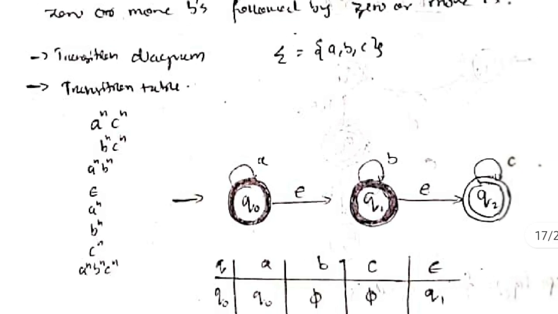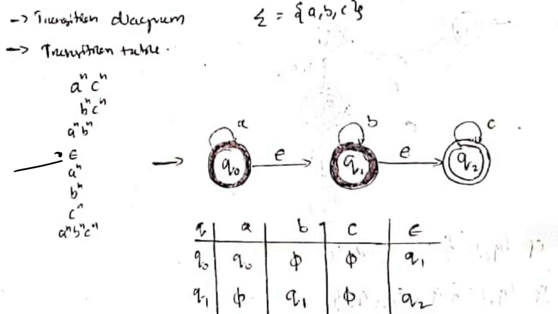So the minimum string which we can form is null. Okay, so we have to include null also here. With null also we can go here, which means if you don't want to take A, we have to go through null. Here also we will go through null, and we will reach the final state.